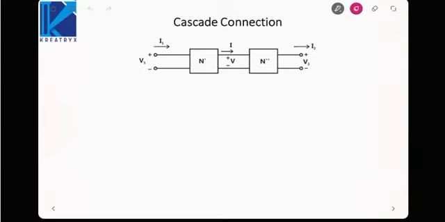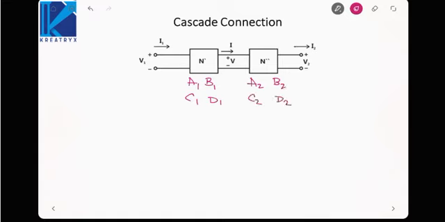Even in the case of digital, take the case of a shift register. In a shift register, the output of one flip-flop acts as the input of another flip-flop. That is a cascaded connection. So here, if I make use of the ABCD parameters, let us say the first network has parameters A1, B1, C1, D1. Second, A2, B2, C2, D2.